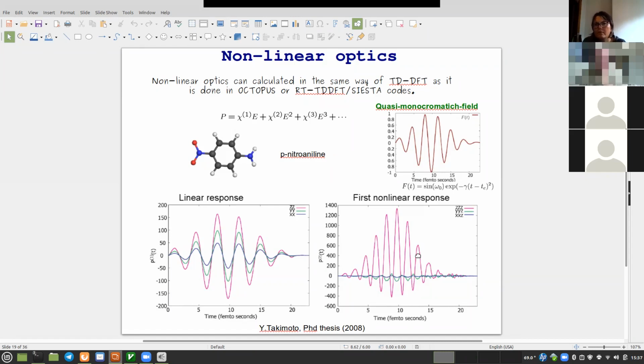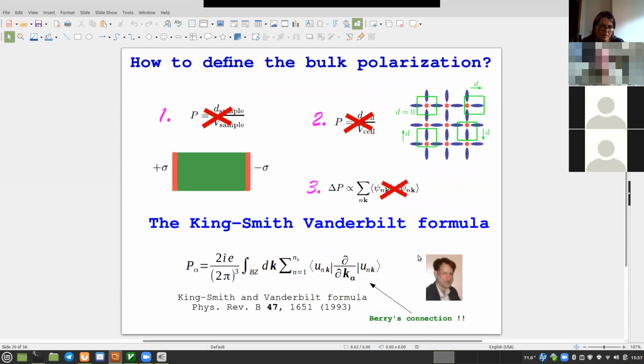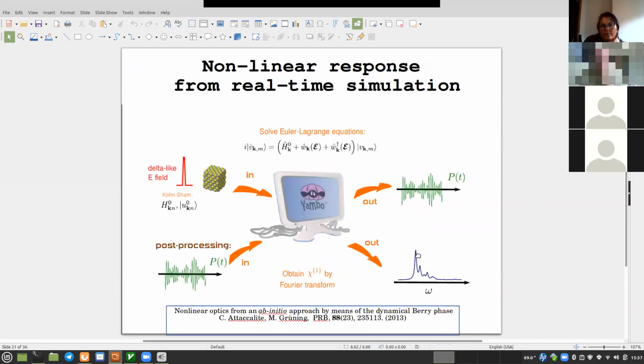This part of the code has been tested on bulk materials, but also 2-dimensional materials, both for second harmonic and third harmonic. I will not enter into the discussion of the Berry phase because it's rather complicated, but just to say that there is a particular way to describe the coupling with the external field. So the code in principle takes all the information from the DFT as you have shown for the other calculations. You include an external field and then you propagate in time, you get the polarization, and from the analysis of the polarization you get the response.